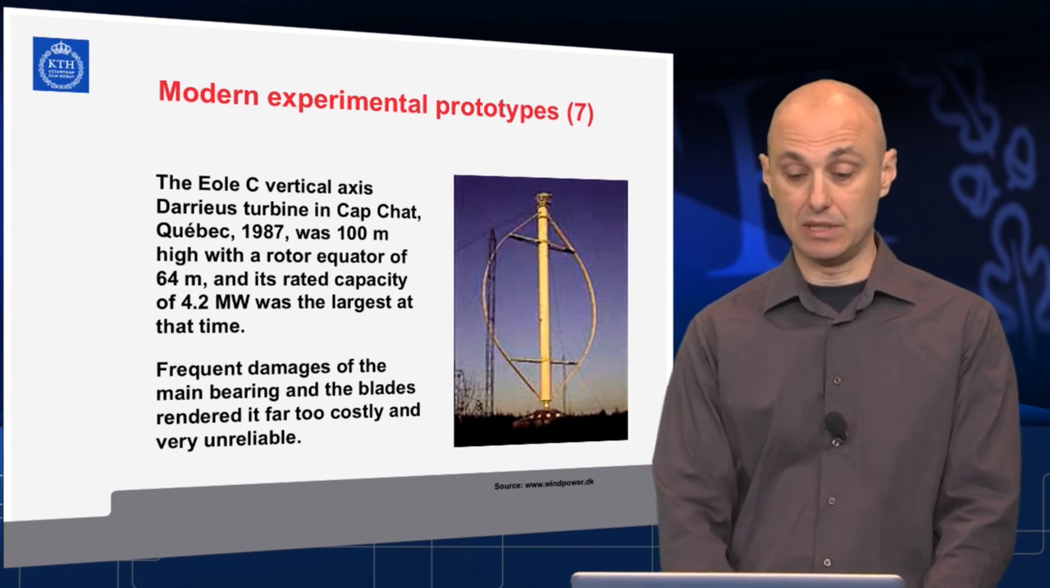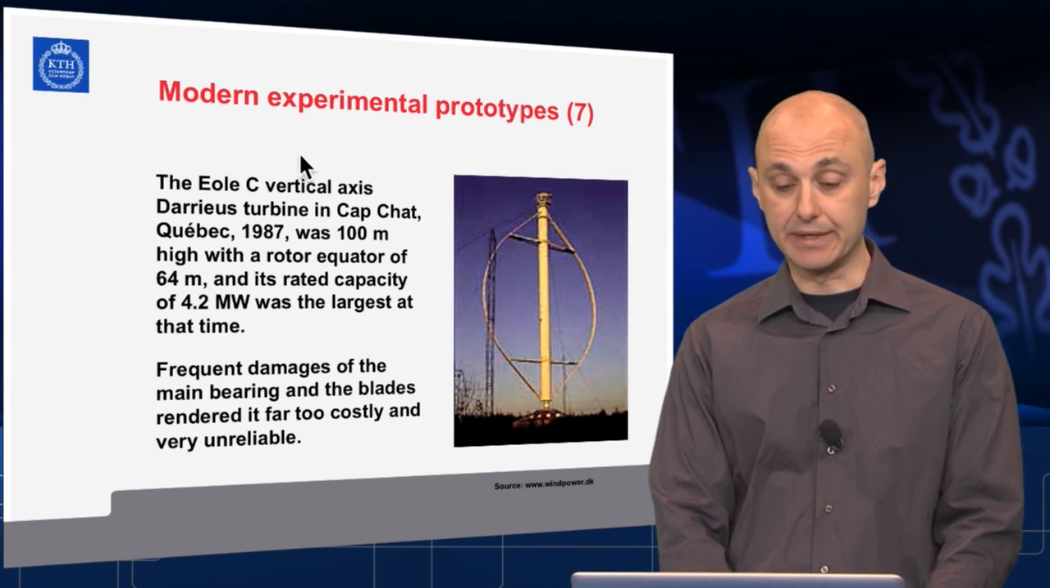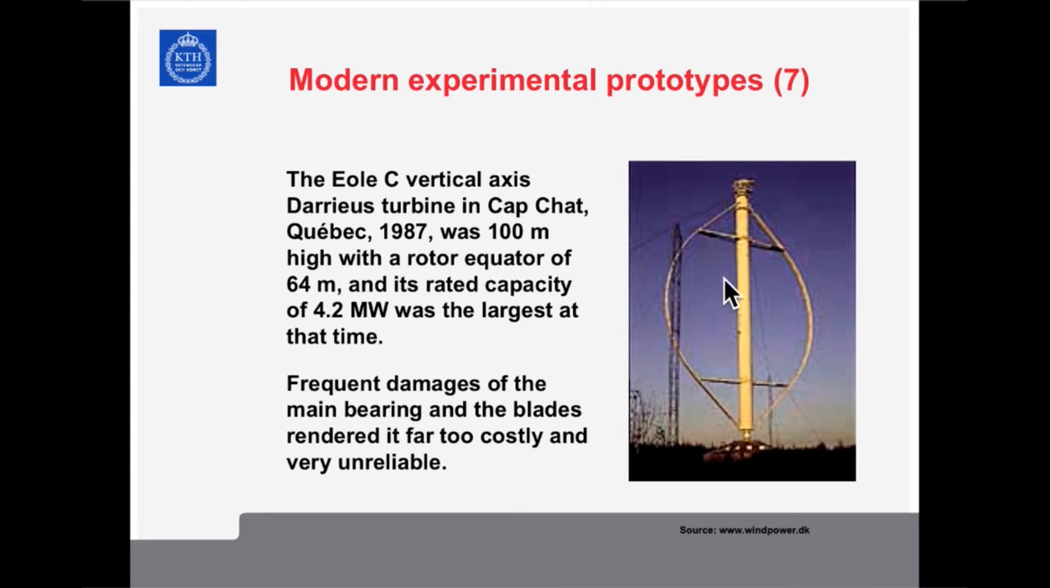Good example, we have no chance to stop really there, from Canada. The biggest vertical axis lift type Darrieus rotor turbine in Quebec in the end of the 80s, 100-meter height with 64-meter rotor diameter. Well, we cannot say diameter because this is not a circle, but properly said the equator here had a 64-meter span. 4.2 megawatt, the biggest rated capacity from the early prototypes.